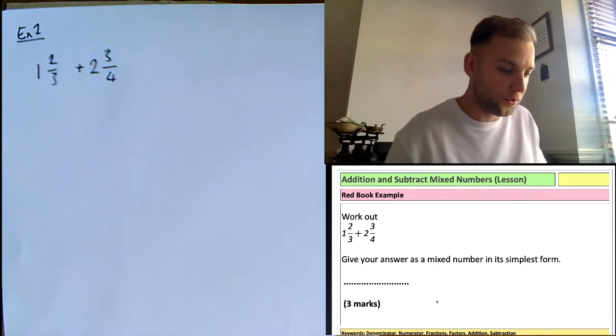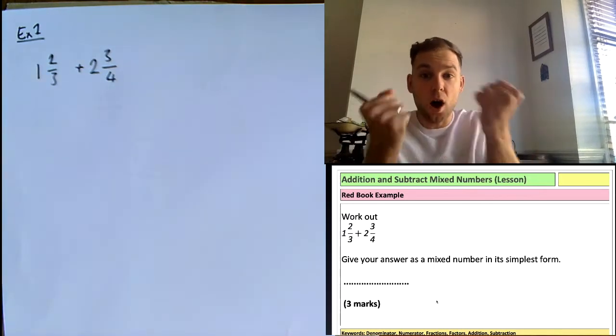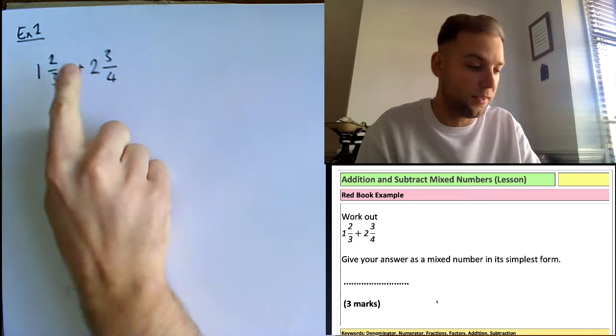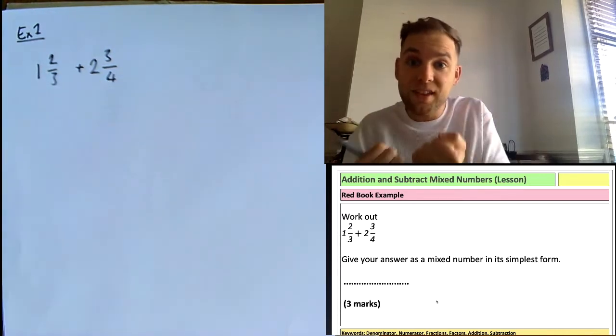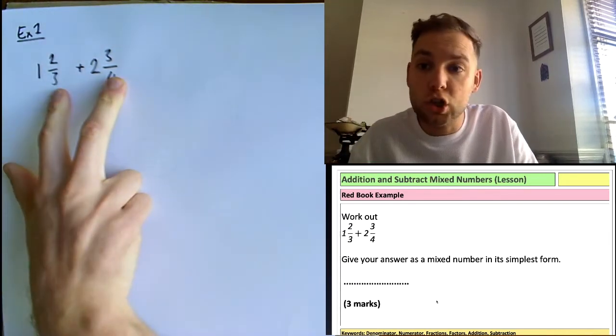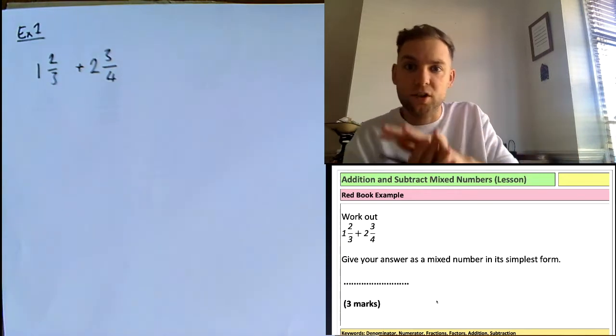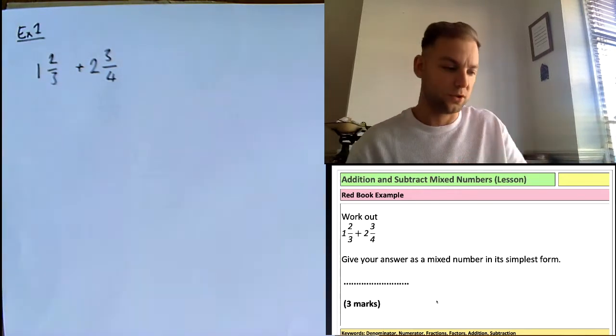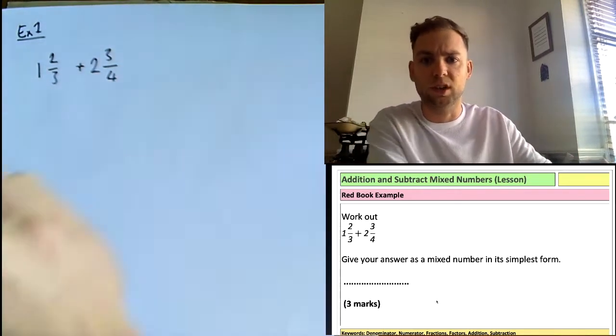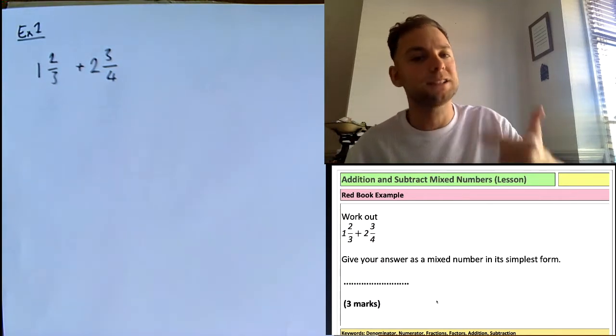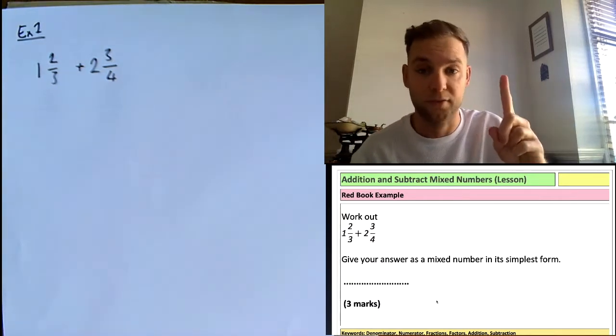With our first method, because these are wholes, this one here is a whole and this one here is a whole, you can just add these wholes together, make sure the denominator is the same, and then figure out if you need to change it afterwards. So we can add the fractions, add the wholes, and then we might need to change it because it might still be an improper fraction. So that's one method we're going to look at.